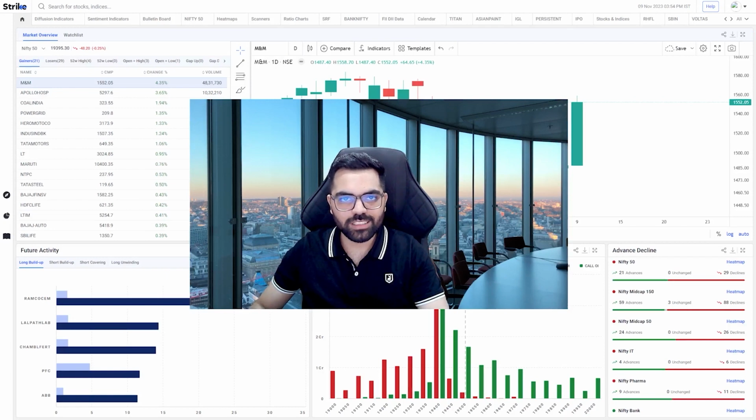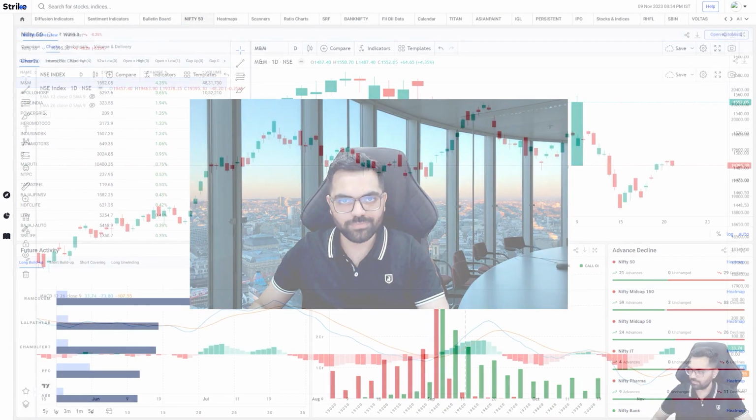Today, we'll be focusing on the MACD indicator, which is a great tool for trend following. Stick around to find out how you can use this indicator in your trading strategy.